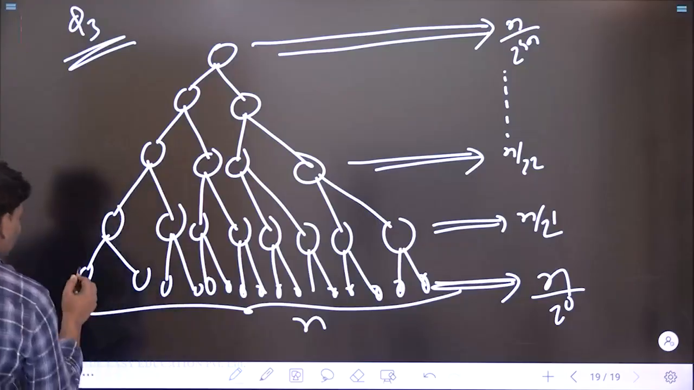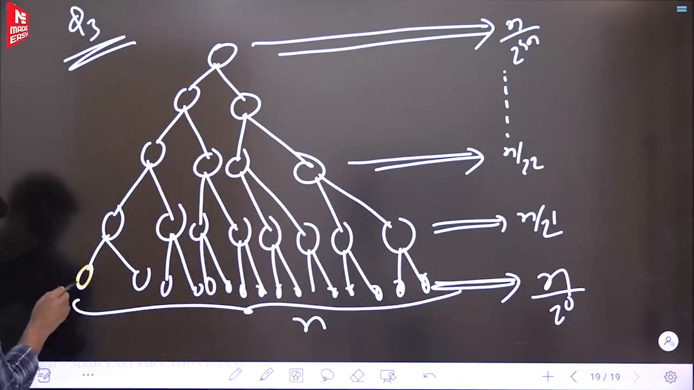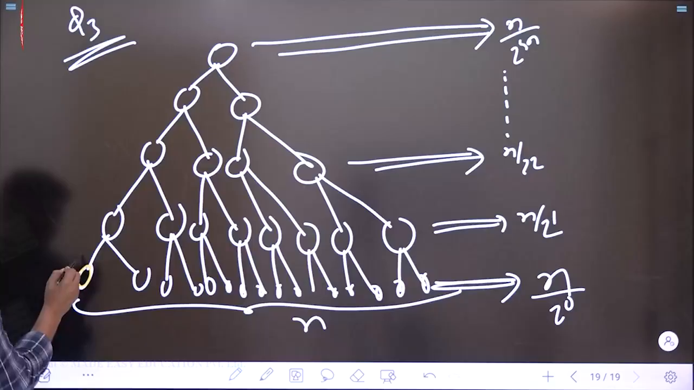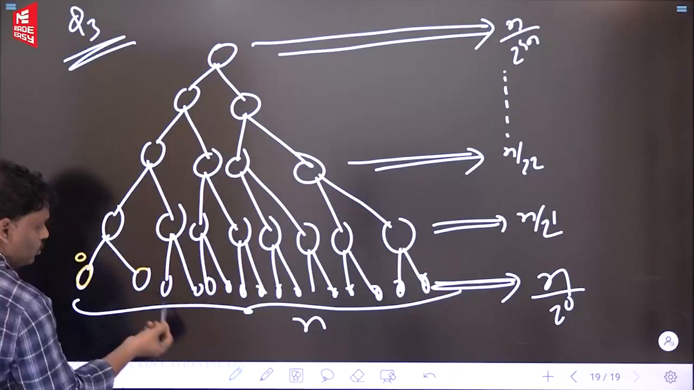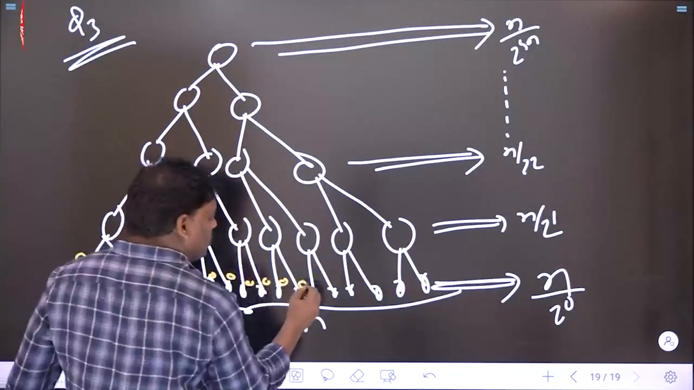What is the g of x function cost here? Number of leaf nodes in the left subtree, how many? 0. Number of leaf nodes in the right subtree, how many? 0. 0 comma 0, what is the minimum? 0. So here the g of x function cost is 0. Here also the number of leaves on left and right are both 0.